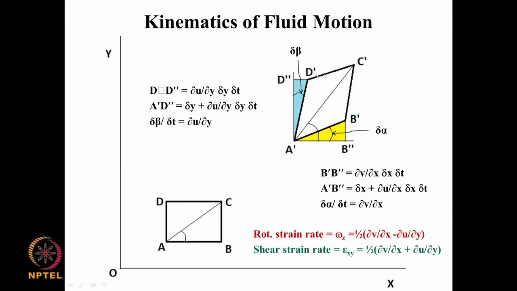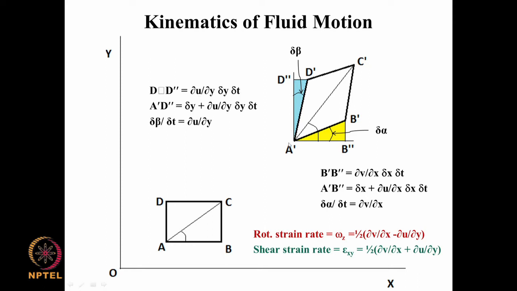If ∂u/∂y is negative, then d prime will be on this side. So, whether it turns to the right or to the left depends on how the velocity is changing. If ∂u/∂y is positive, then it will be going in this direction. If ∂u/∂y is negative, then d prime will be on the left side of this vertical, and it all depends on velocity gradients.